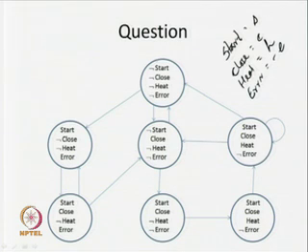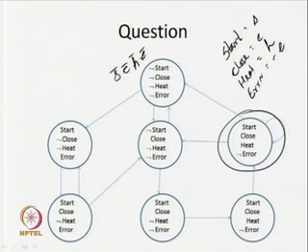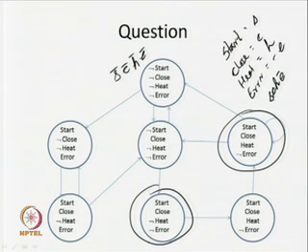Now, when I ask what is the binary encoding of this state, I can say that it is labeled with S bar, C bar, H bar and E bar. Similarly, for this state, the state encoding is: start is true, close is true, heat is true, but error is false. So, these are the state encodings. Similarly, when I come to this state, what is the state encoding? I can say that start is true, close is true, heat is false, error is false.